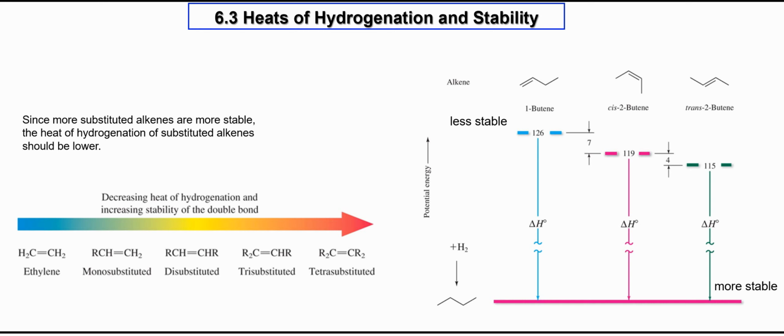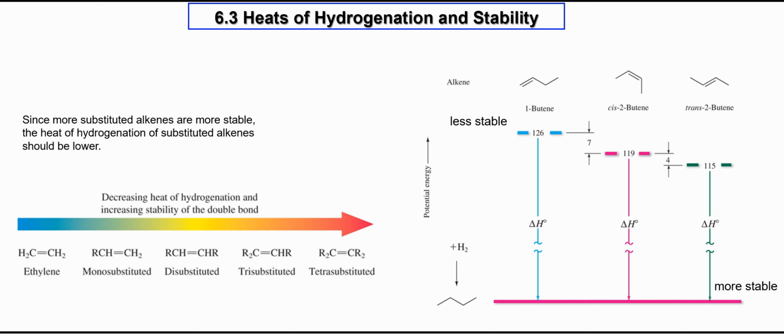In other words, the final product will be more stabilized. If you have a more substituted alkene, that molecule will be more stable, meaning the heat of hydrogenation of the associated substituents will be lower. For example, trans-2-butene has a heat of hydrogenation of 115 kilojoules per mole, while the other one, 1-butene, has 120 kilojoules per mole.